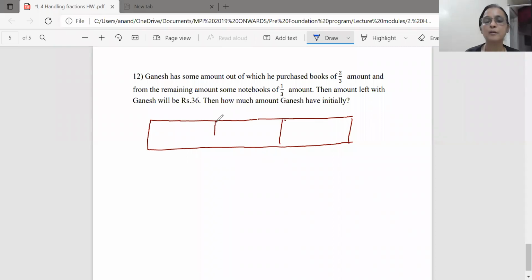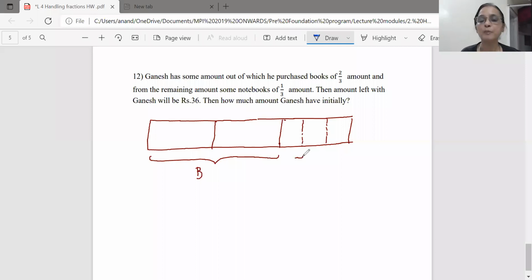So I'm buying books of 2/3 amount, that is this much. Okay, I've got books of this much. So 1/3 amount is remaining, but from the remaining amount, some notebooks of 1/3. So 1/3 of this, I'm buying notebooks. Please understand.